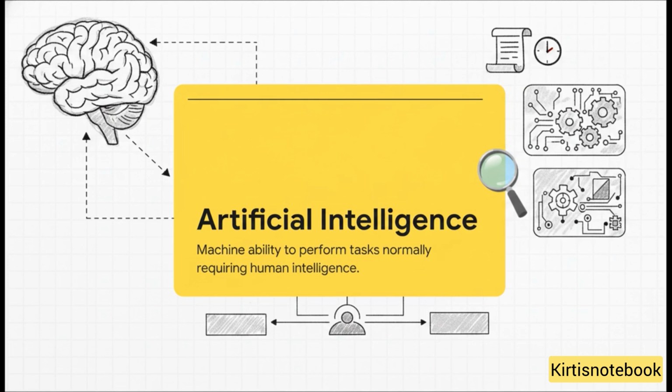Now, here's a really cool fact you can drop in your answer to totally impress your examiner. The term artificial intelligence wasn't just invented yesterday. It was actually coined way back in 1956 by a scientist named John McCarthy. He called it the science and engineering of intelligent machines. Pretty wild that they were thinking about this back in the 50s, right?